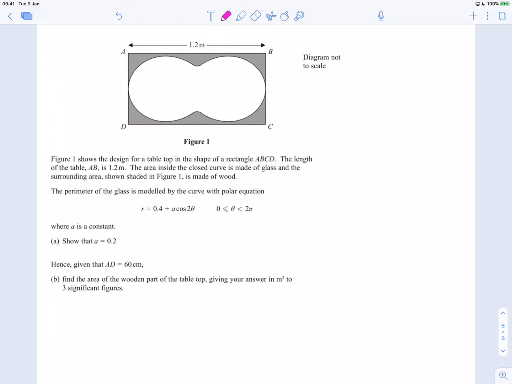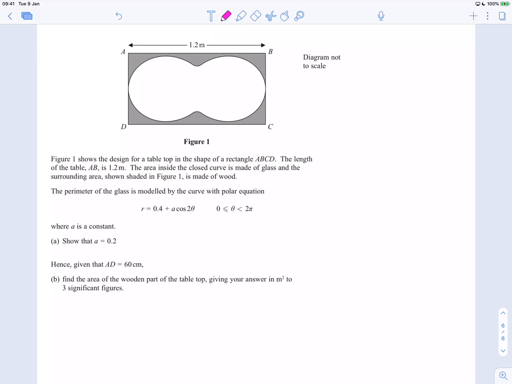Okay, now this question was on last year's A-level further maths paper. So give it a go. You may have to use some derivative tricks. And yeah, pause the video, give it a go.